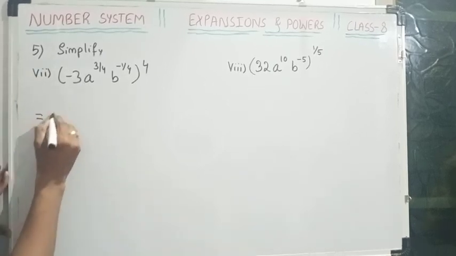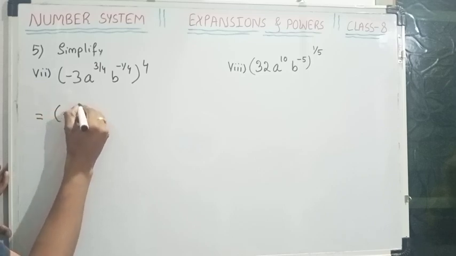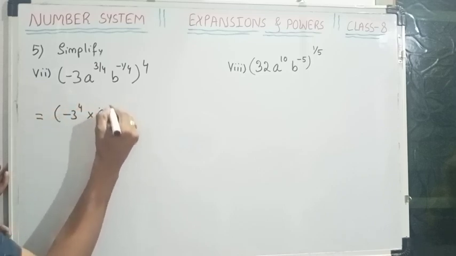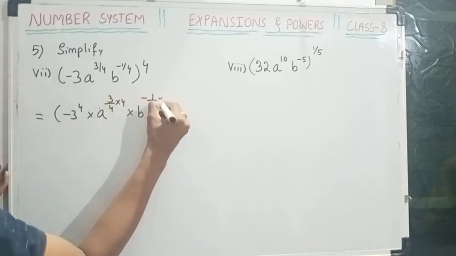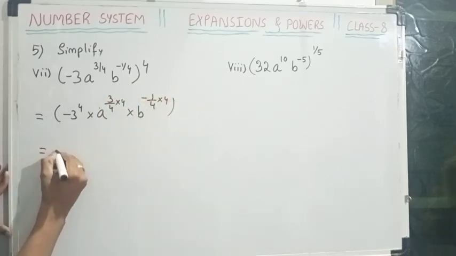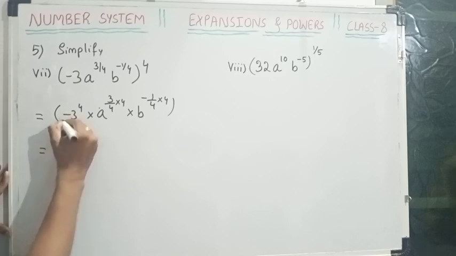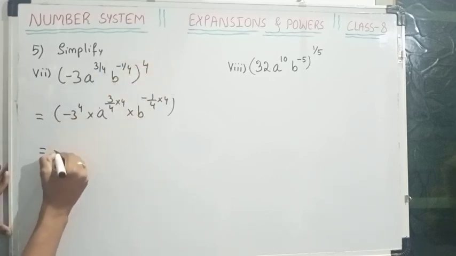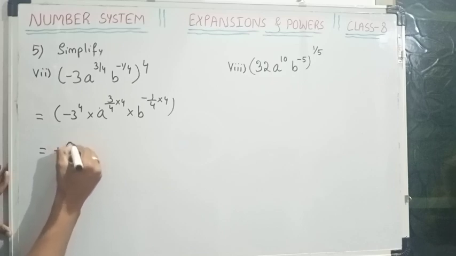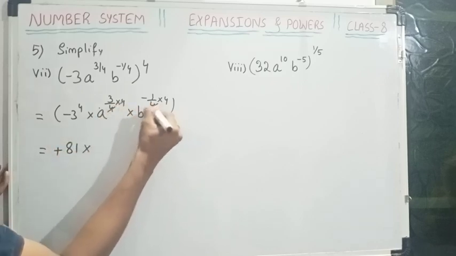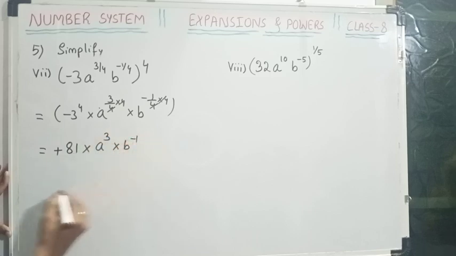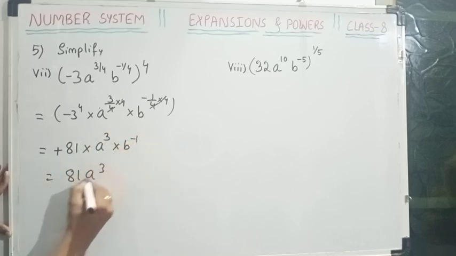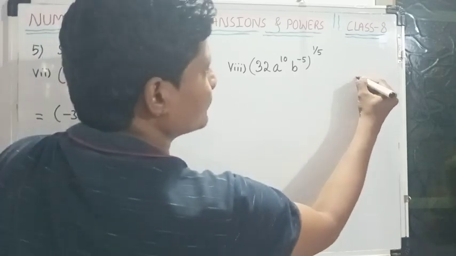Simplify (minus 3a to the power 3 by 4, b raised to the power minus 1 by 4) to the power 4. Minus 3 to the power 4, into a to the power 3 by 4 into 4, b to the power minus 1 by 4 into 4. Minus 3 to the power 4, that is minus to the power 4, it becomes plus. 3 to the power 4 is 81, 4 and 4 get cancelled, 4 and 4 get cancelled, a cube, b to the power minus 1. 81 a cube, I'll bring b downside, 81 a cube divided by b.